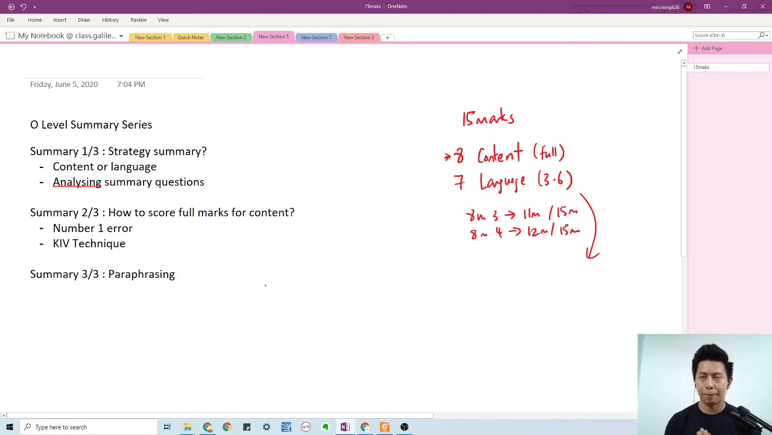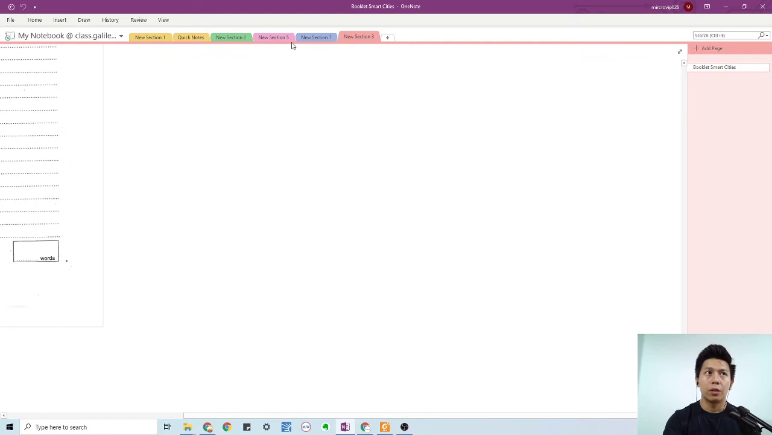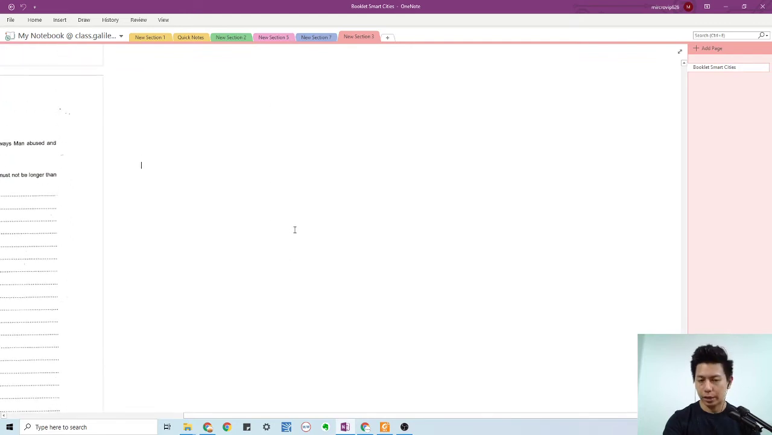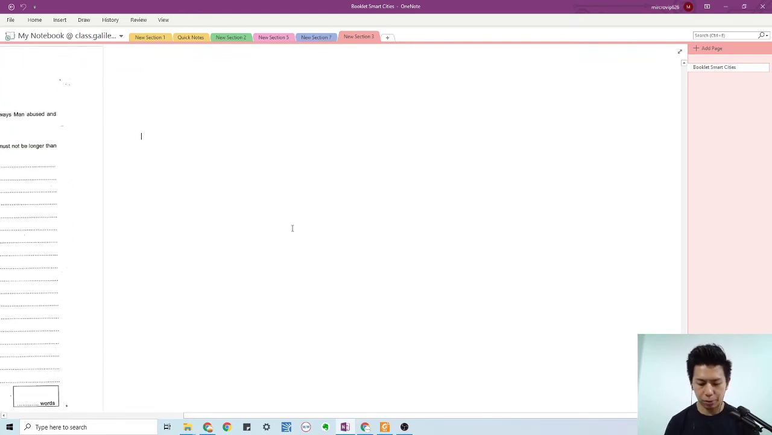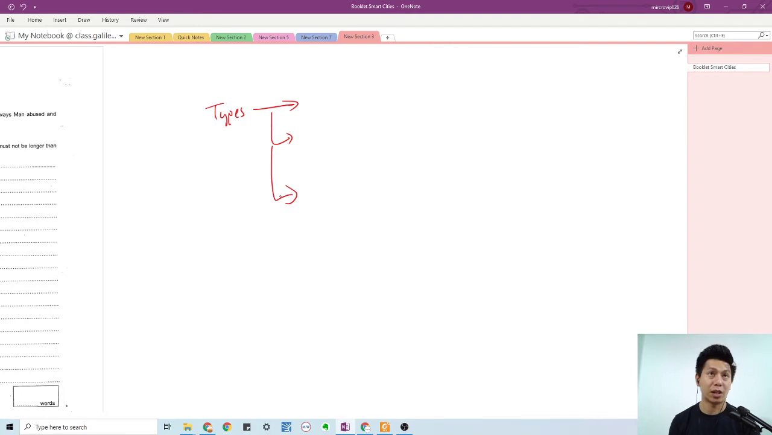But for today, we'll look at the different types of summary questions that you are going to see and how to analyze them. So we will use one example from something that we've done in class. But what are the 3 different kinds of summary questions you will see? Knowing the right type of summary question that you are dealing with makes it easier for you to find the correct points so that you don't lose marks picking up points that are not relevant.